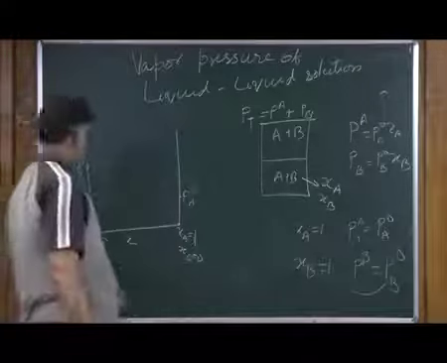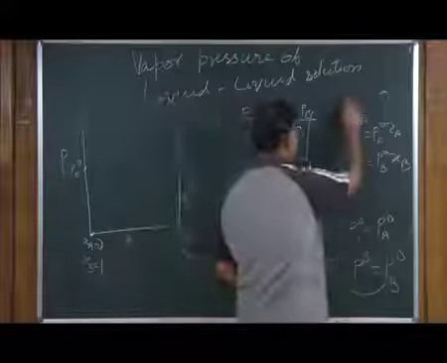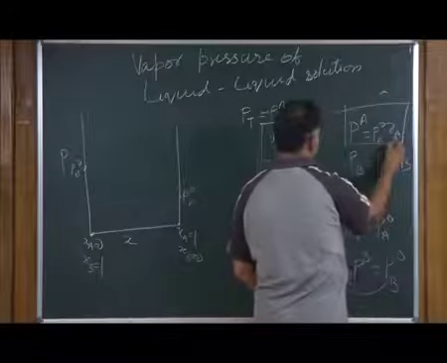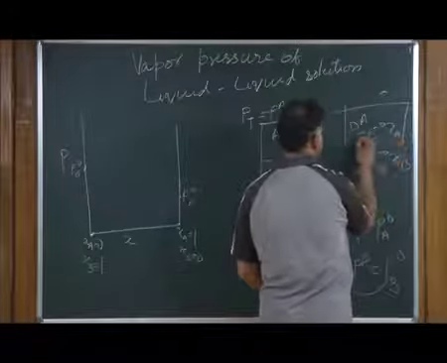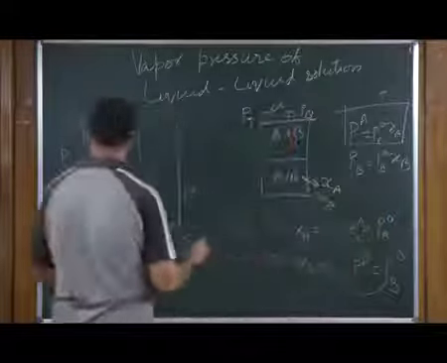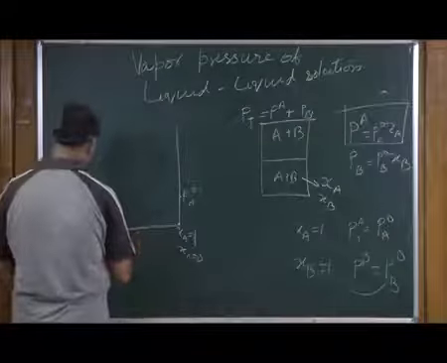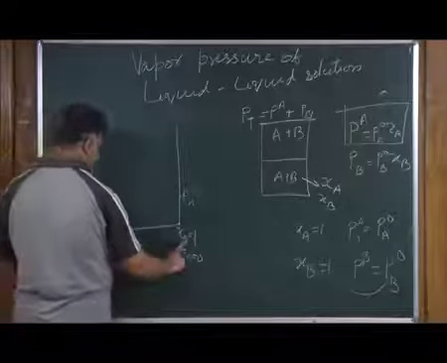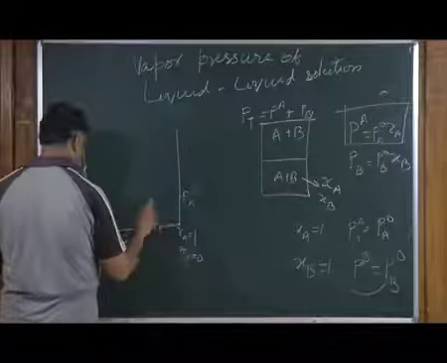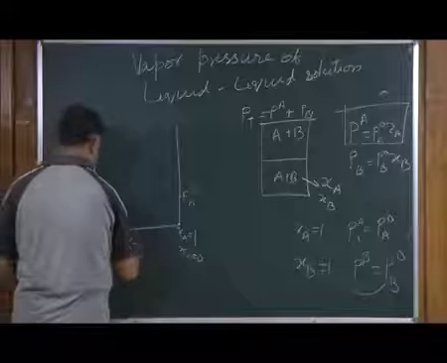And one can see that this is a straight line. As I change X_A, P_A is going to change linearly. So, if I change X_A from 0 to 1, the partial pressure of A is going to increase linearly.